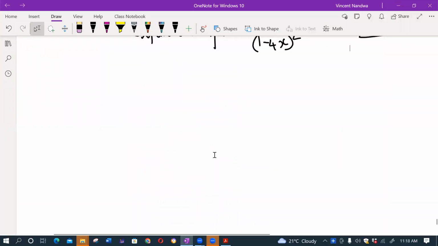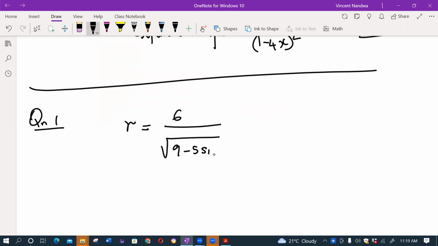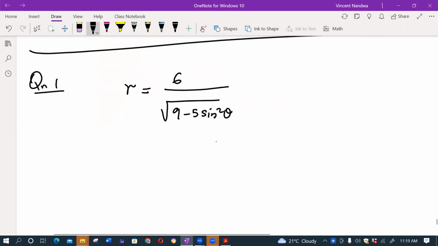So question 1, describe the graph of the polar equation r equals 6 over square root of 9 minus 5 sine squared theta. Now, we are usually not happy with square roots. So let's remove square roots in the equation by squaring both sides.